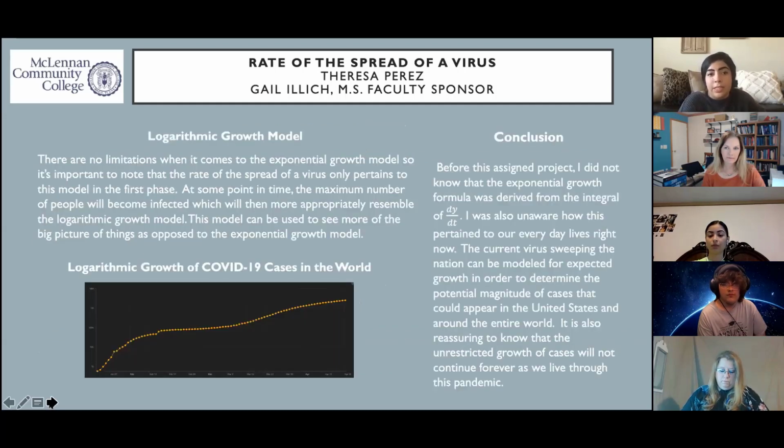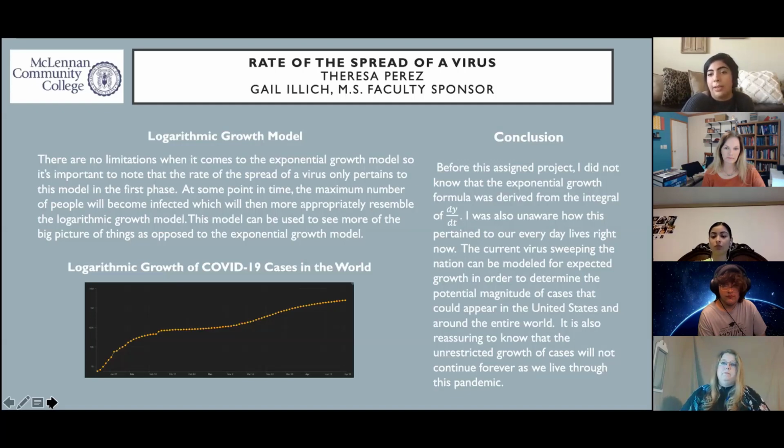It is interesting to know that this isn't going to continue forever, the unlimited growth of the virus. It will eventually turn into the logarithmic growth model. It is basically going to have a limitation. At some point, the maximum number of people will become infected, or we could be practicing social distancing, or a vaccine could become available. On the bottom left side of the screen, I inserted the logarithmic growth of COVID-19 cases in the world, and you can see it's already trying to flatten the curve.